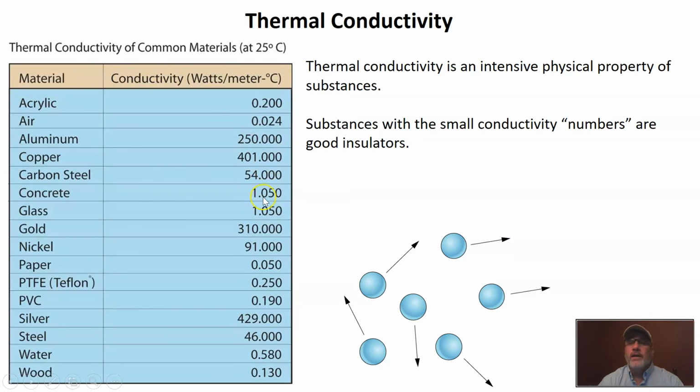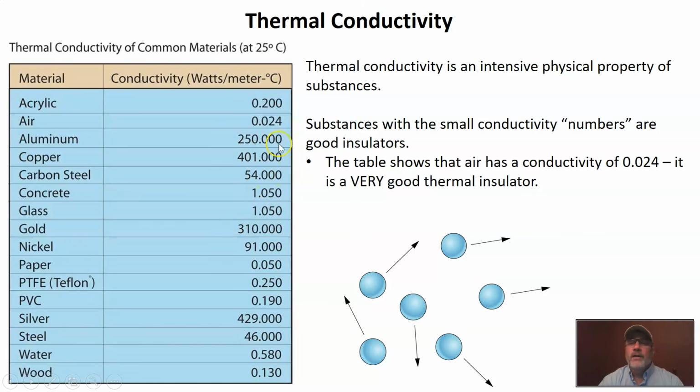As we look down this chart, we can see some very high numbers, but there are some like acrylic and air. Notice how these are less than one. We have some decimals here, and the smallest number, which remember is going to be a good insulator, is air. So if we look at this table, we can determine that air is a very, very good thermal insulator.